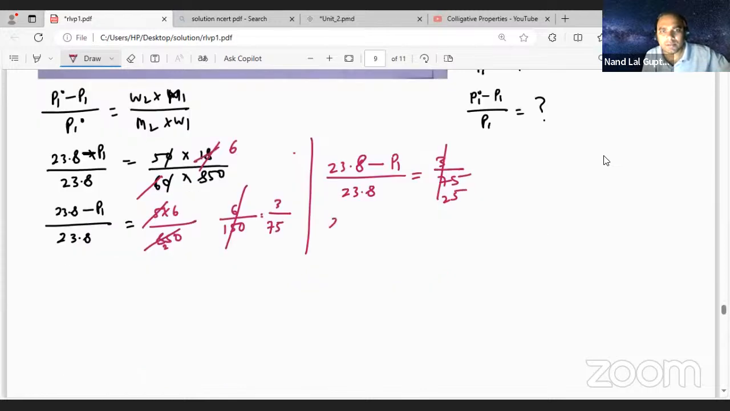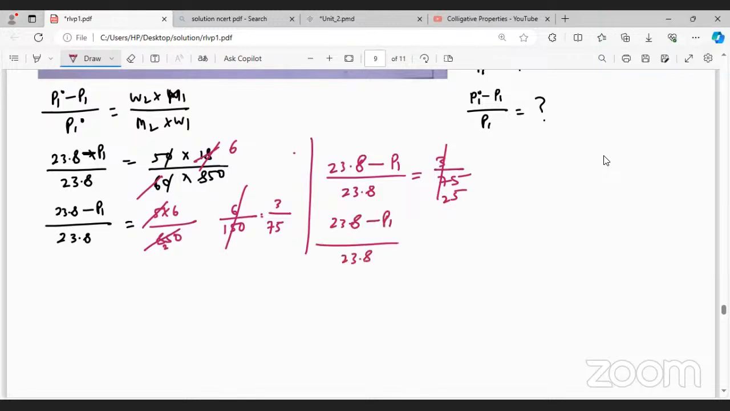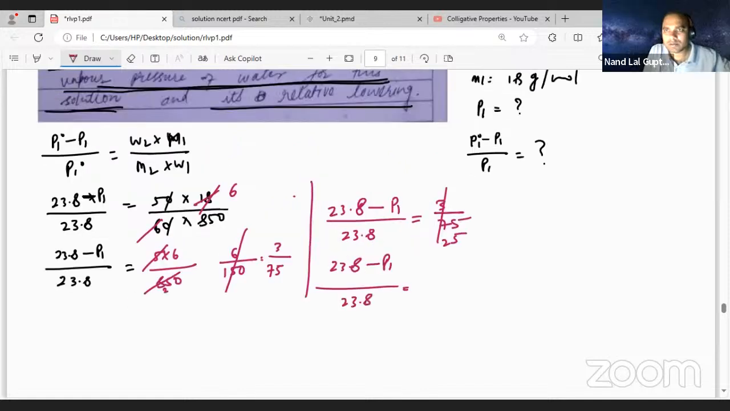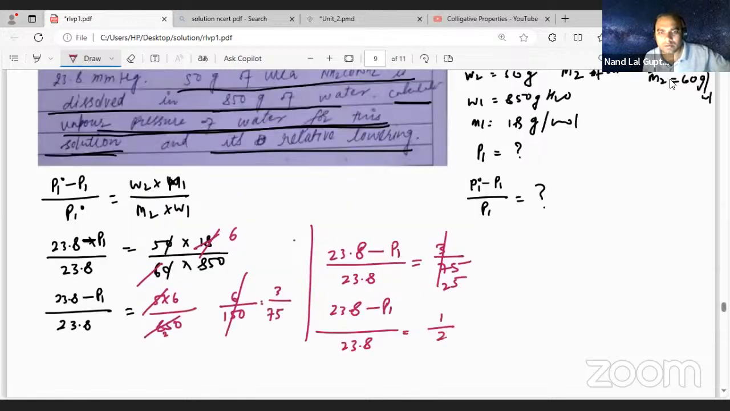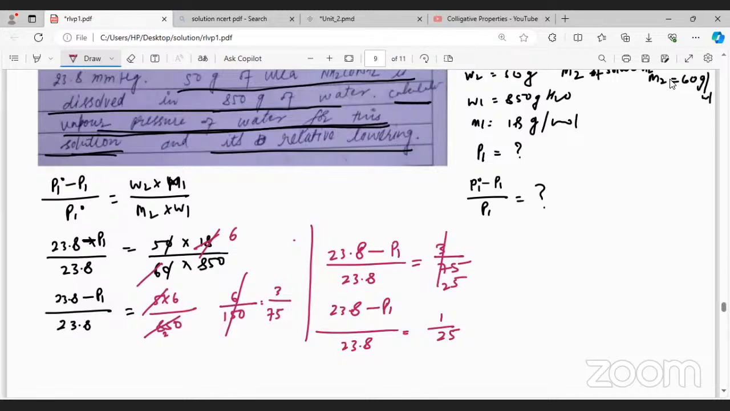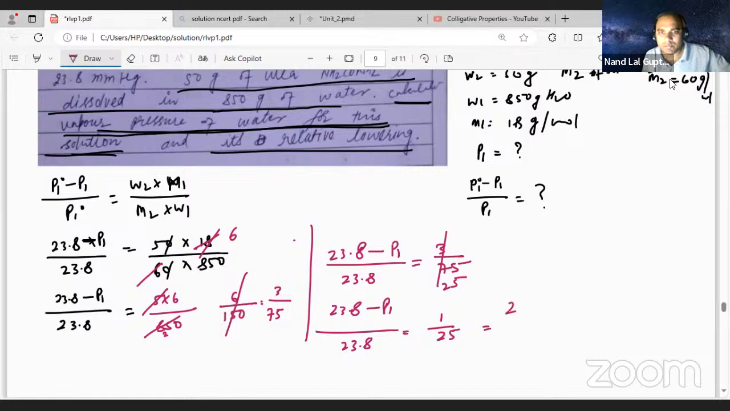So 23.8 minus P1 upon... Sir, you scroll up the slide, whatever was written on the side. Okay, now here you see what will be there: 25 in bracket, (23.8 minus P1) equals 23.8. Now solve it.